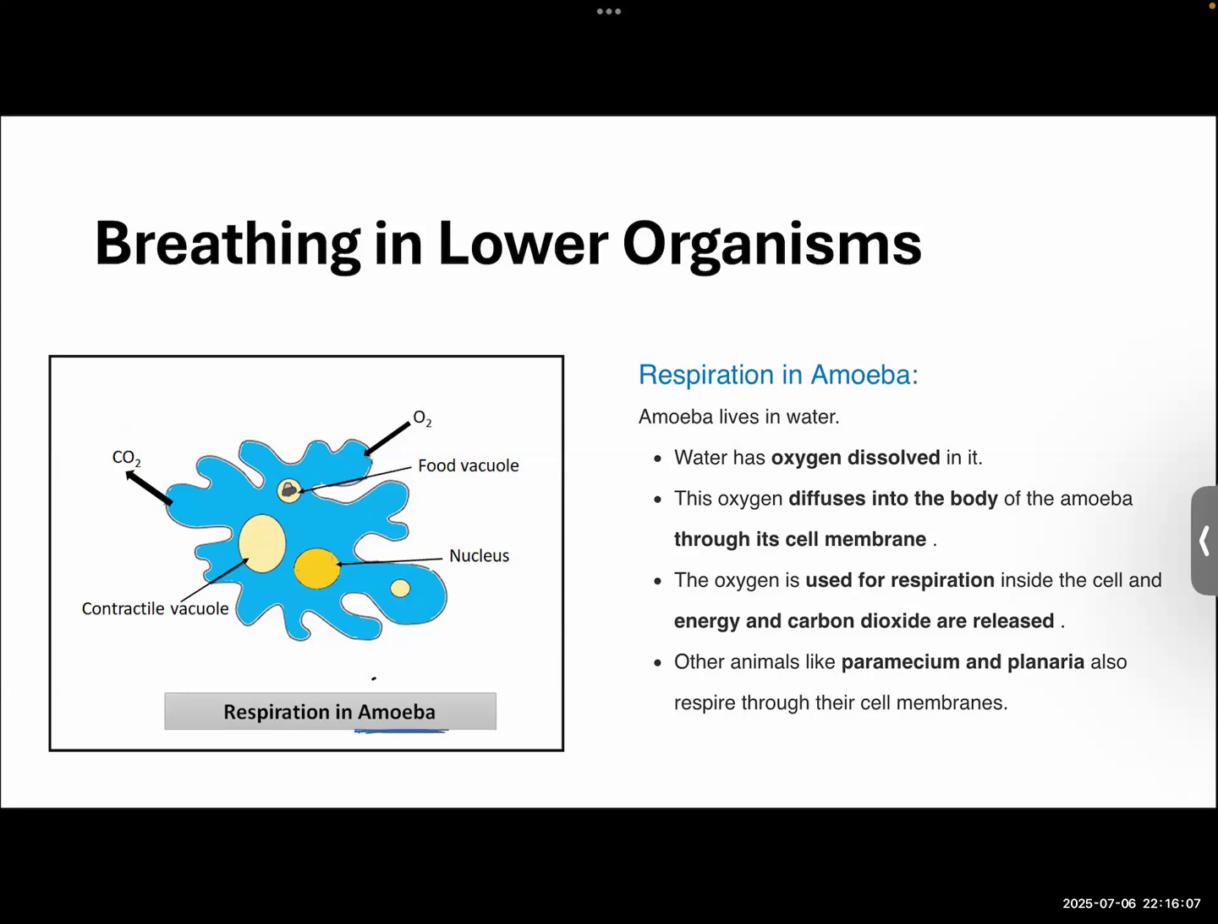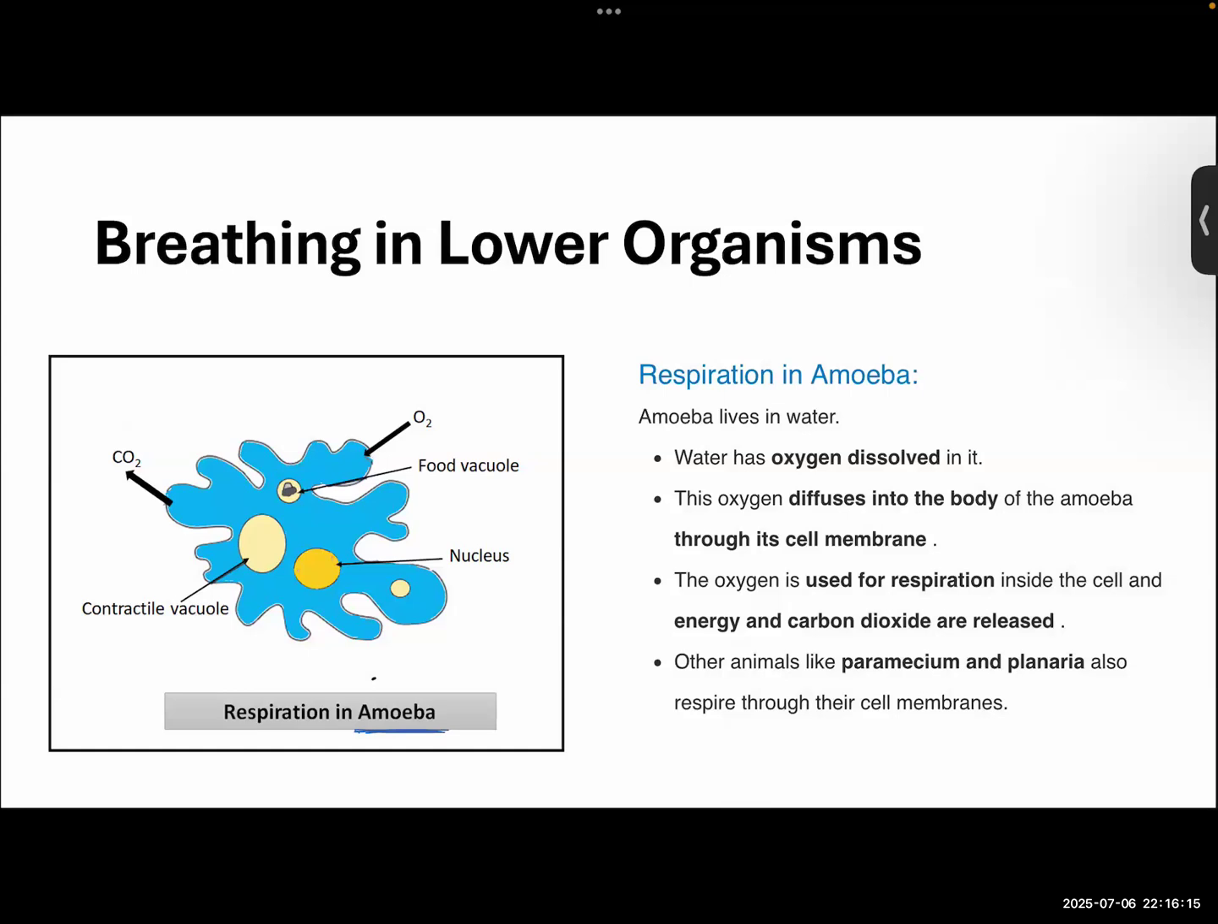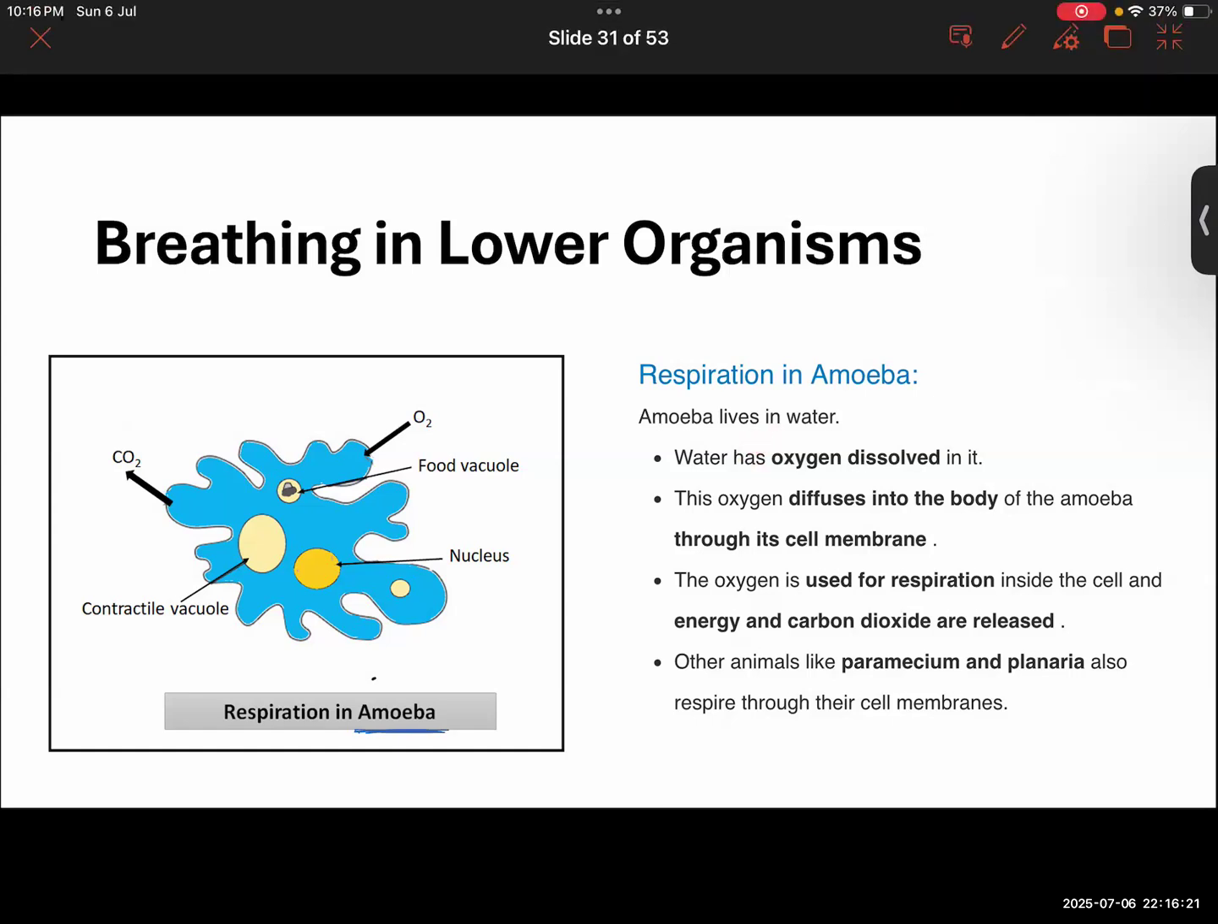First, let's talk about this little unicellular organism, the amoeba. They are particularly found living in water bodies. Not every water, but particularly polluted water. One should never do this mischievously.